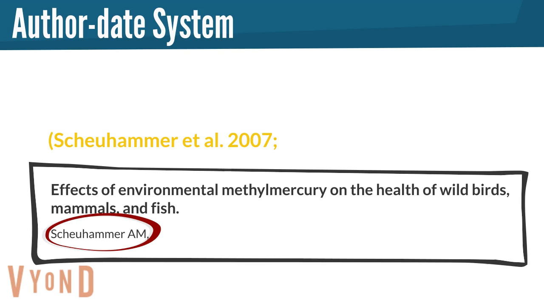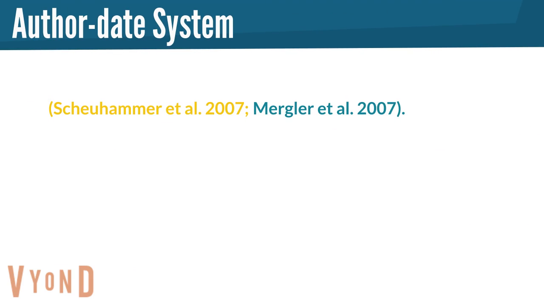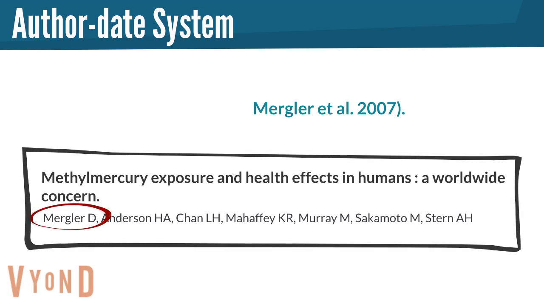There is no need to include the last names of the other authors when there are 4 or more for a particular source. It is sufficient to replace this with et al., which means and others. The full reference details will be recorded in the reference list at the end of the document. Similarly, in the second citation, Mergler et al., 2007. Mergler is the last name of the first author in a long list, which is represented by et al., and followed by the year the journal article was published, 2007.